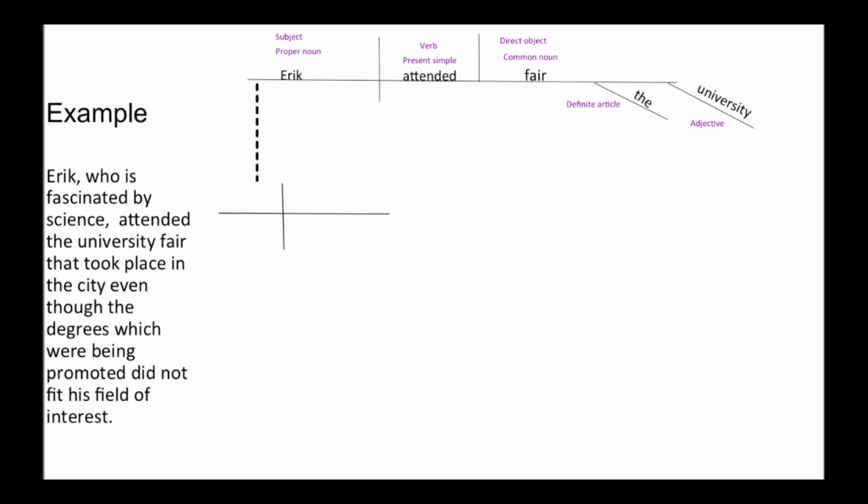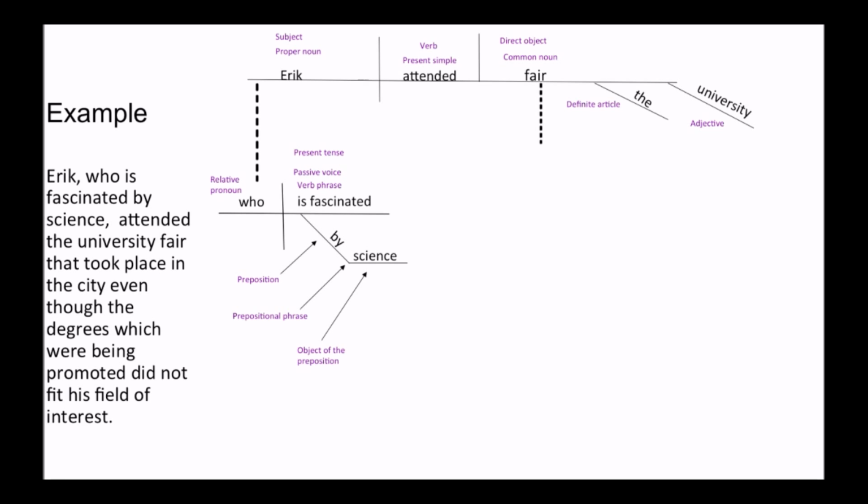It is a relative clause. So who is the relative pronoun, is fascinated is a verb phrase and it's in passive voice, present tense. By science. It is a prepositional phrase. By is a preposition and science is the object of the preposition. Now for fair. It's the university fair that took place in the city.